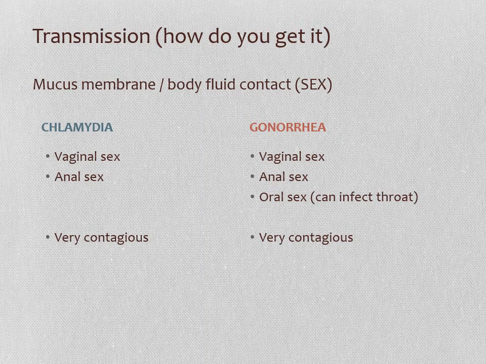So how do you get it then if it can't survive outside of cells? Well, you have to have really intimate contact with goopy bits. So you have to have contact with infected body fluids such as vaginal fluids, semen, mucus from inside the anus, that comes into contact with a mucous membrane. So your mouth or throat, your urethra, your vagina, your anus. So it's transmitted by sex. Both of these are transmitted by sex.